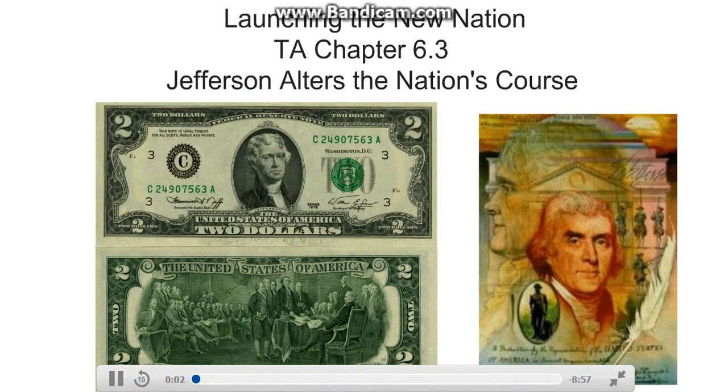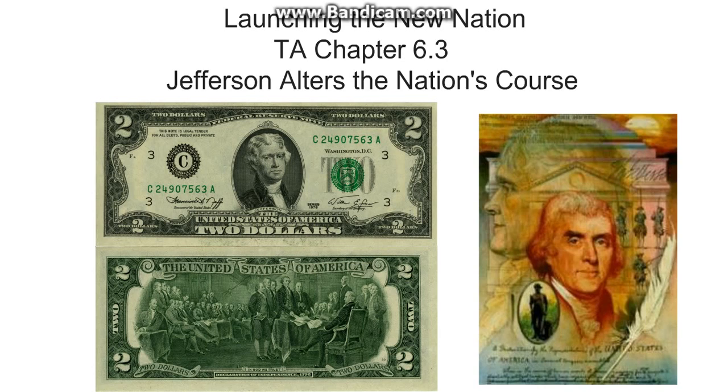In this lesson, we will identify some of the significant changes brought about during the early years of Jefferson's presidency, provide examples of the declining power of the Federalists, and summarize the importance of the Louisiana Purchase and the Lewis and Clark expedition. Thomas Jefferson can be seen here on the $2 bill if you're lucky enough to locate one.